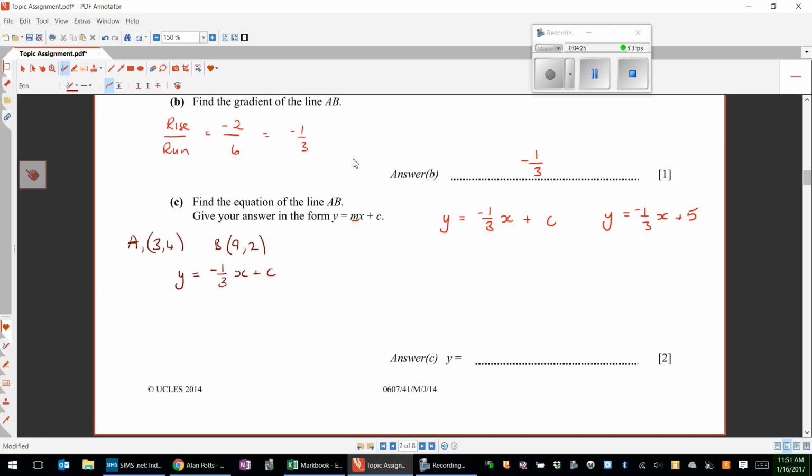So we substitute in, don't we? Which one do you want to use? A. I'll probably use A, for x and y. The reason why is just easy numbers, so I'd put the 4 where the y is. So 4 equals minus 1 over 3 times 3, plus something. So 4 is minus a third times 3. That's minus 1, plus what? So minus 1 plus what makes 4? 5. So c would have to equal 5, again the same thing.